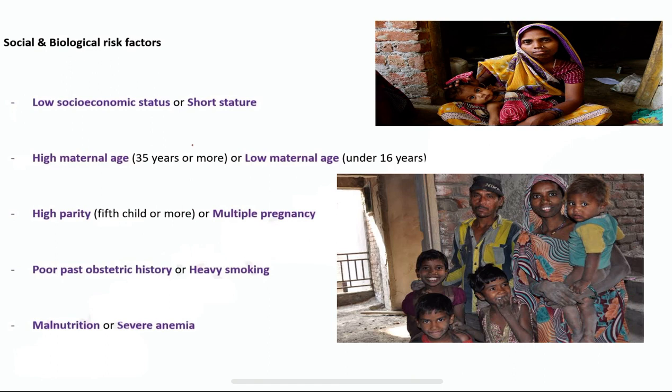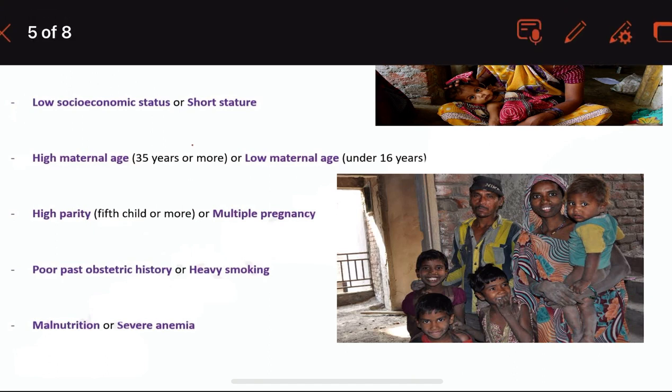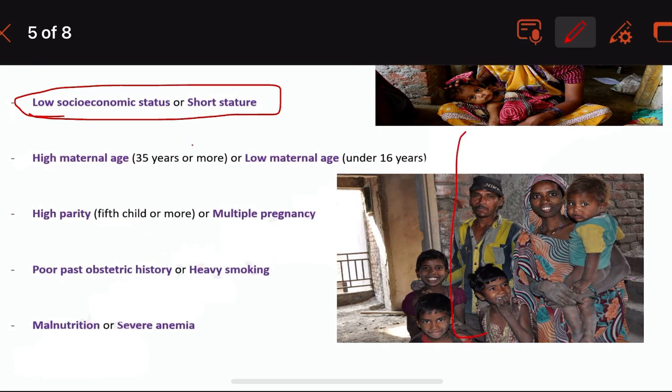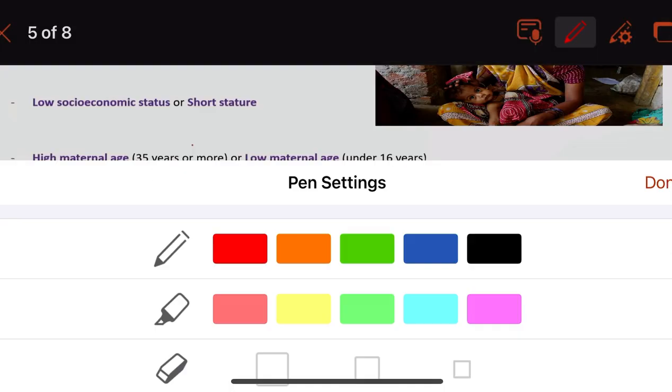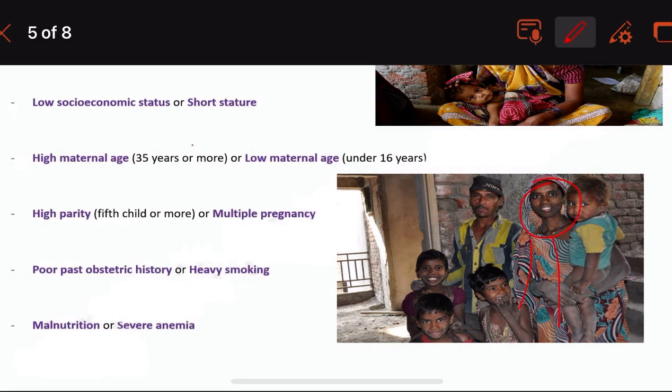So if we identify or appreciate these factors and try to manage these causes, by solving them we can reduce perinatal mortality. So let us see what are all these social and biological factors which are resulting in these deaths. We see the lower socioeconomic status and the low stature of the mother. We'll understand with the picture: the low stature of the mother and the low socioeconomic conditions. You can see the low socioeconomic condition and the short statured mother.